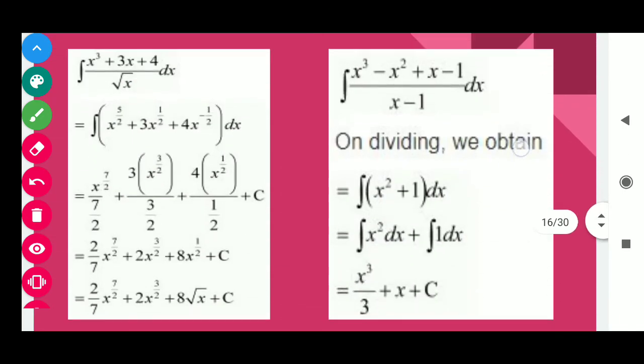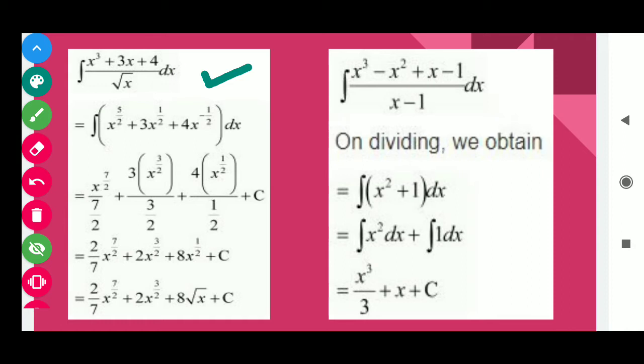Here we have a question. Let's start with the question: integration of x cube plus 3x plus 4 divided by under root x with respect to x. Students, we have to integrate this. In integration we don't have the product rule and the quotient rule as we had in derivatives.